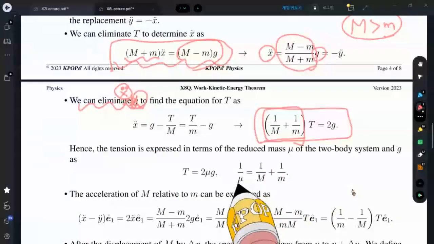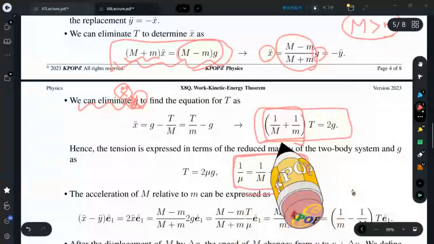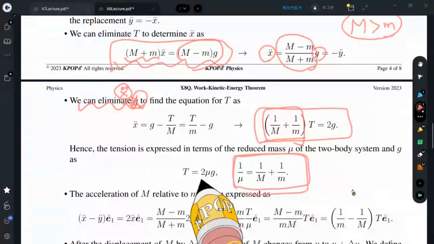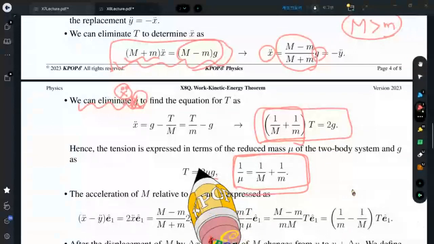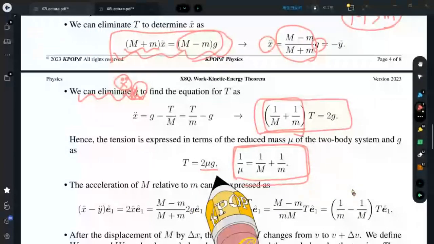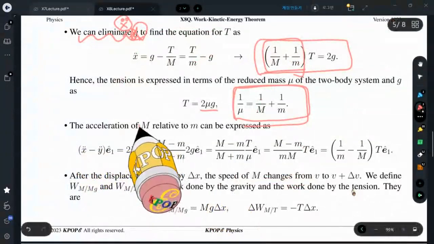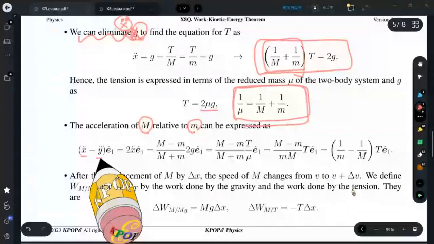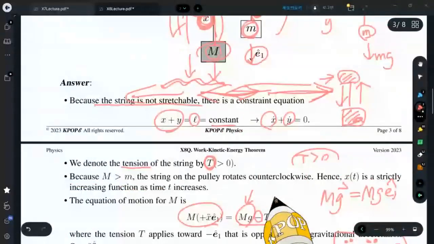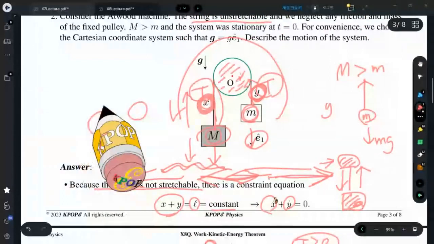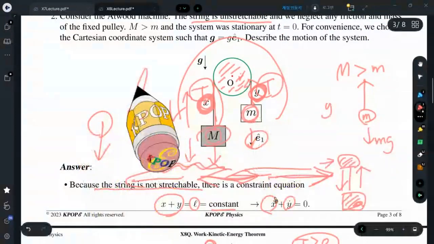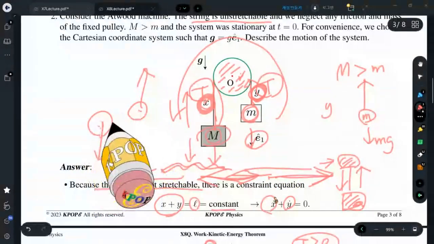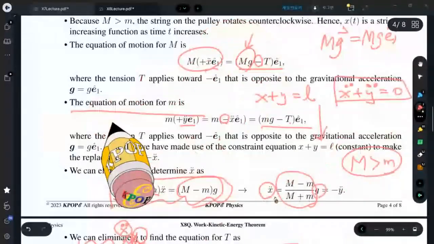We are now familiar with the reduced mass. The reduced mass always appears in the two-body system. And the tension is twice mu g. The acceleration of capital M relative to small m can be expressed as this. This guy accelerates downward, and this guy accelerates upward, so the relative acceleration of these two particles is twice. That's the reason why I have factor 2.